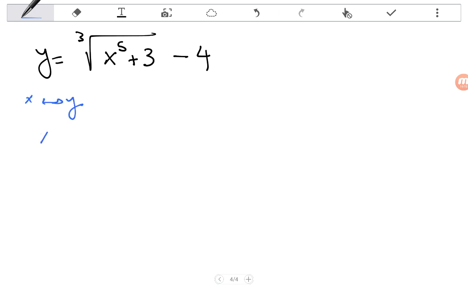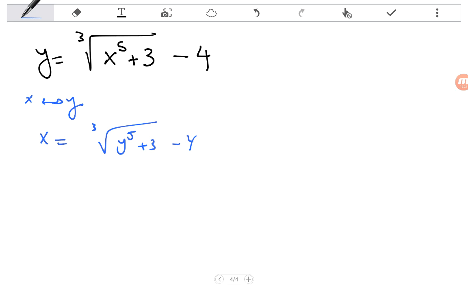For example, if I had y is equal to cubic root of x to the power 5 plus 3, and here is minus 4. I need to find the inverse of this function. How would I find it? The first step is to interchange x and y. So that will be x is equal to cubic root of y to the power 5 plus 3, minus 4.